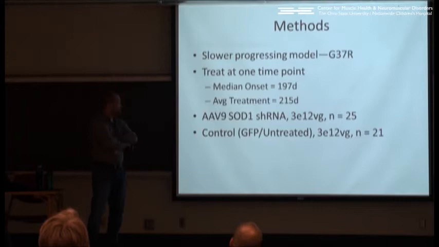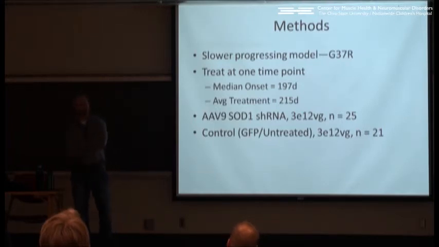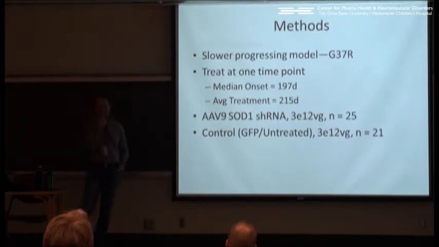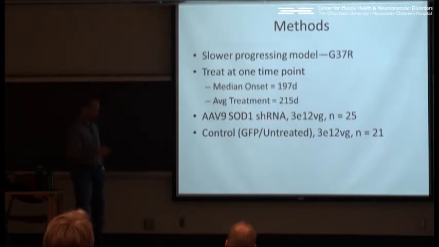So next we've partnered with Don Cleveland's group at California, San Diego, who has a G37R animal, which has a much later disease onset and much slower progression. And so their onset is nearly 200 days, and we treated these guys definitively after onset. The average treatment was 215 days. And our ends went up much more. The first group actually was untreated control. This group was a mixture of GFP and untreated control. So overall, a more rigorous study than the second model.